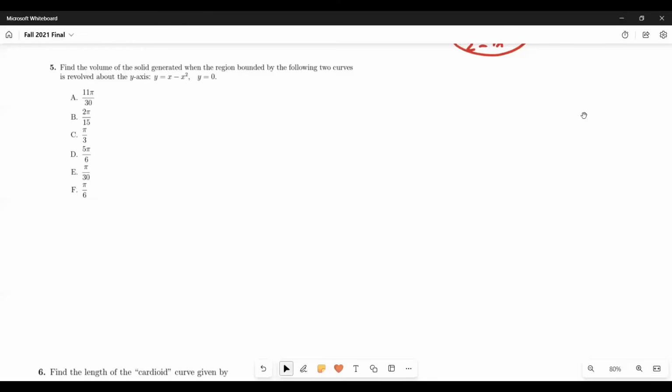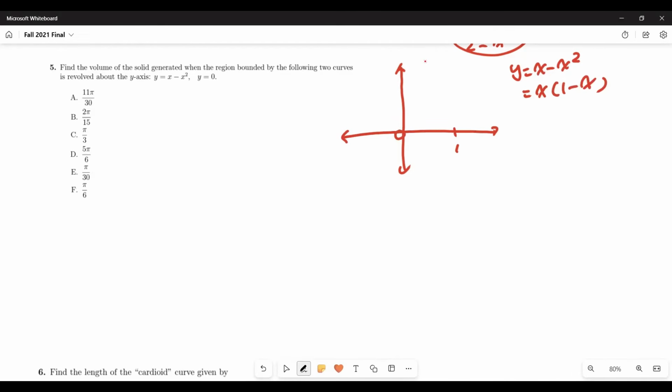Okay, this question asks to find the volume of the solid generated when the region bounded by the following two curves. Okay, let's draw the curves first. So the region is y equals x minus x squared, which I can group by x, so x times (1 minus x), 0 to 1. Okay, like this region, and then y equals 0.